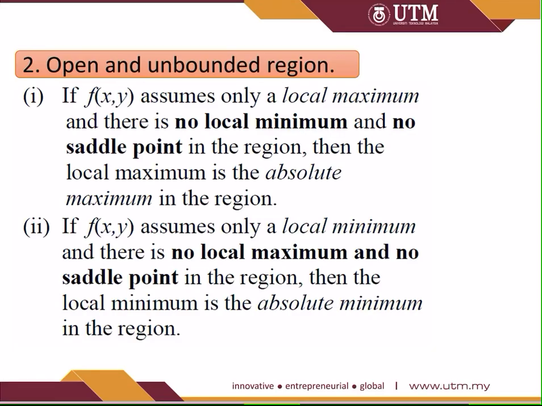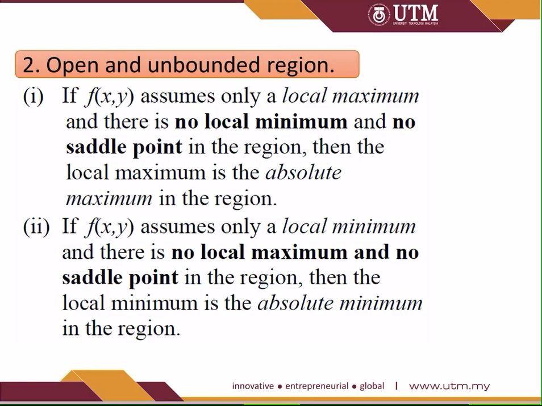Okay, so the next one. In many practical cases, we only want to find either an absolute maximum or an absolute minimum in a given region R, which is open and bounded. Furthermore, the region may not be closed or bounded, and hence we cannot use the previous theorem. In the case of an open and unbounded region, we need to use the following theorem.